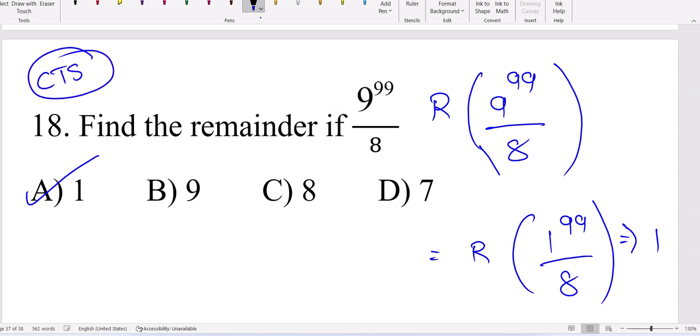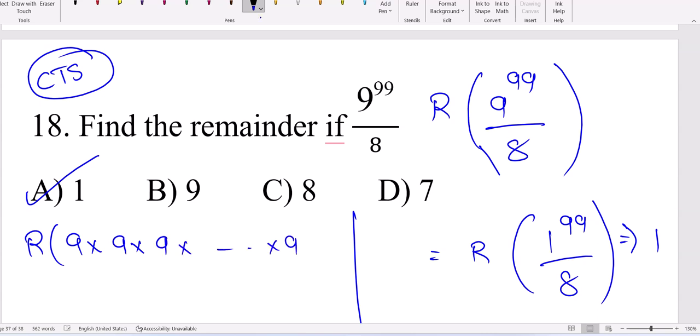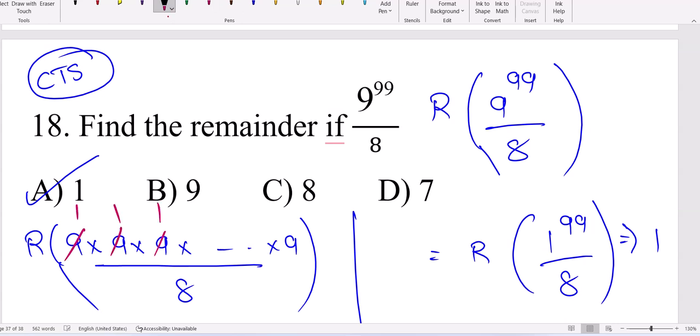Some people are not understanding what is happening. You can write 9 power 99 as 9 into 9 into 9, and so on up to 99 times, right? When 9 is divided by 8, as in the previous question, the remainder is 1, 1, 1. 1 into 1 into 1 into 1 is 1 only. We can split like this and handle it, or directly 9 divided by 8 gives 1, so 1 power 99, which is 1.